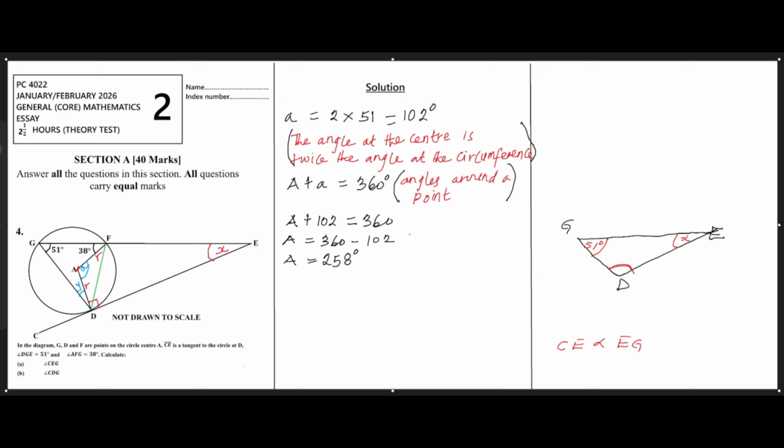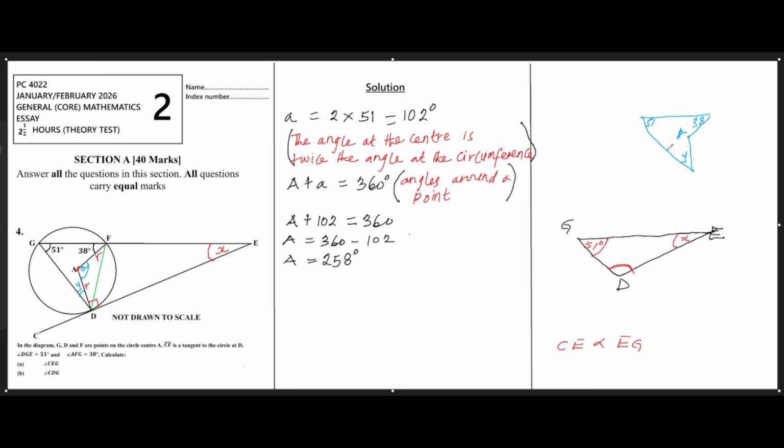So you could also see that we have a four-sided polygon. I'm drawing the four-sided polygon. This is the center A. Here is 51 degrees. Here is 38 degrees. And then we are looking for this small y.